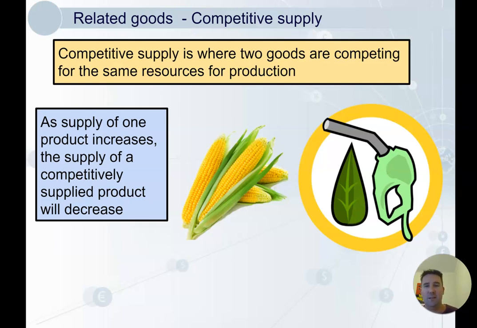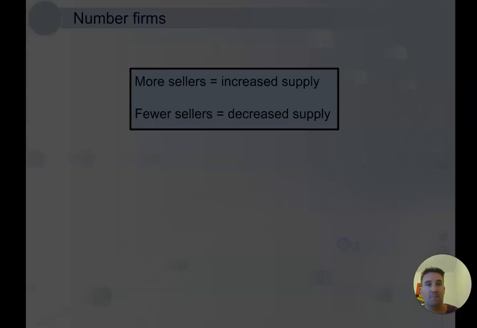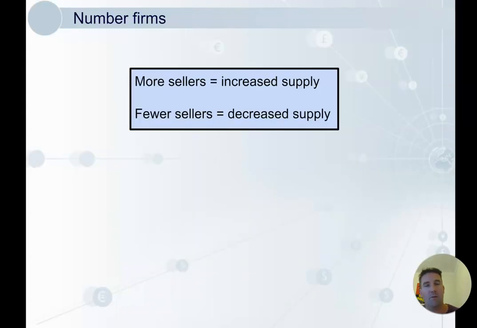And this actually affected the Mexicans a while ago, because Mexicans have a lot of corn in their tortillas. And corn became really expensive because there was a decrease in supply of corn due to the increased supply of ethanol.